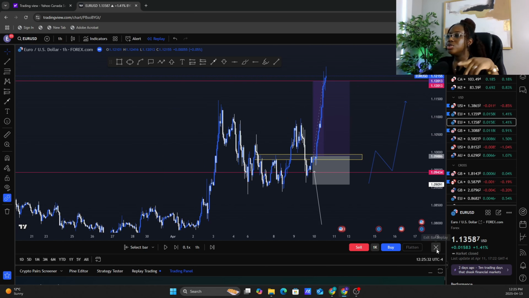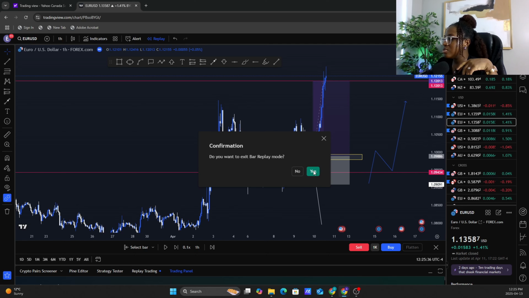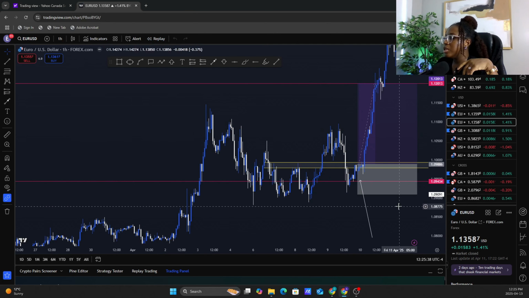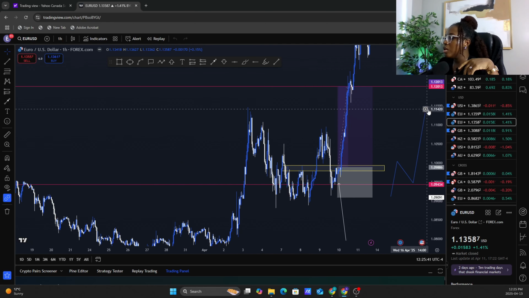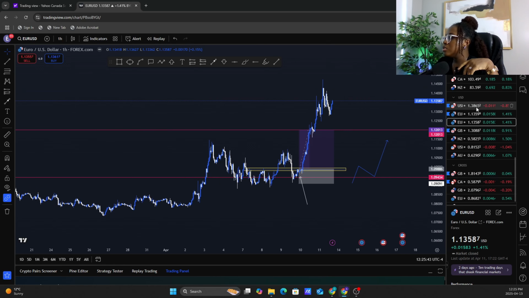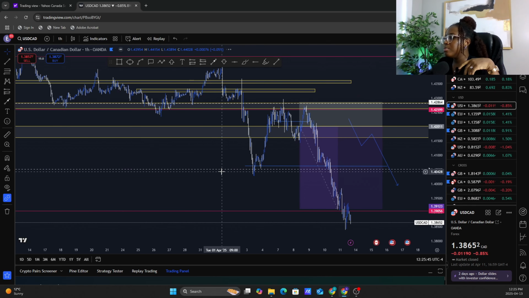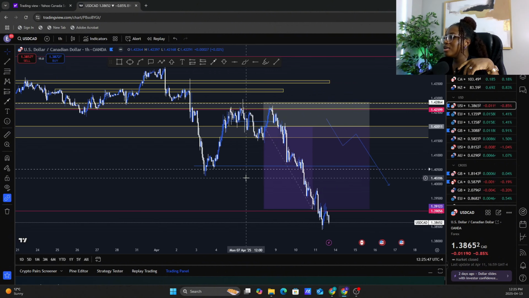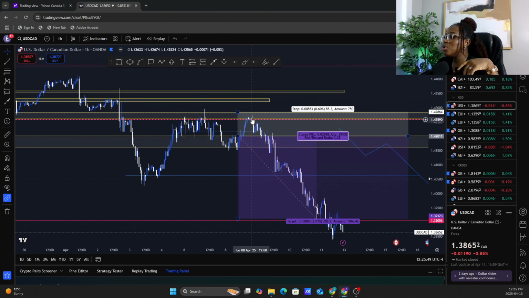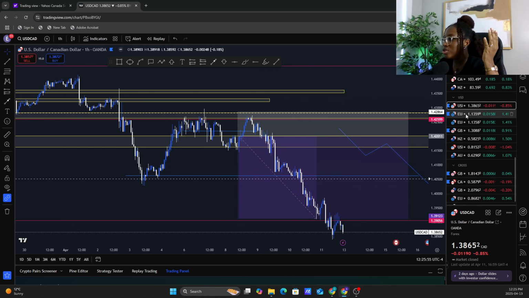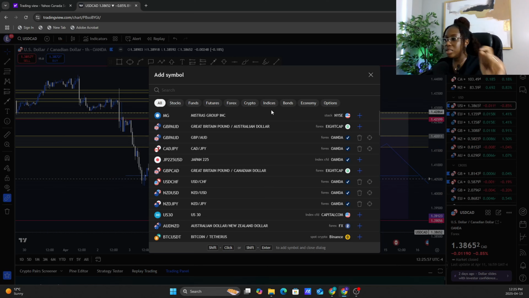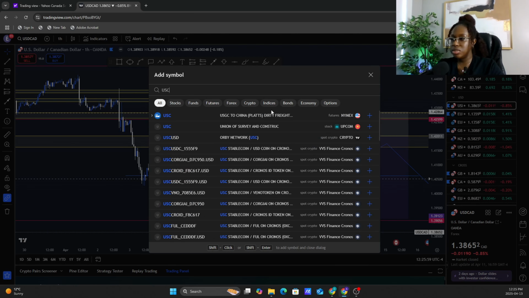Okay, so let's look at USDCAD next. So let's get out of the bar replay mode. So looking at USDCAD, this one came so close to my SL for my initial entry, but that's why you always have to place your SL beyond the area of fluctuation. Okay, so let me go on to a clean chart. USDCAD.